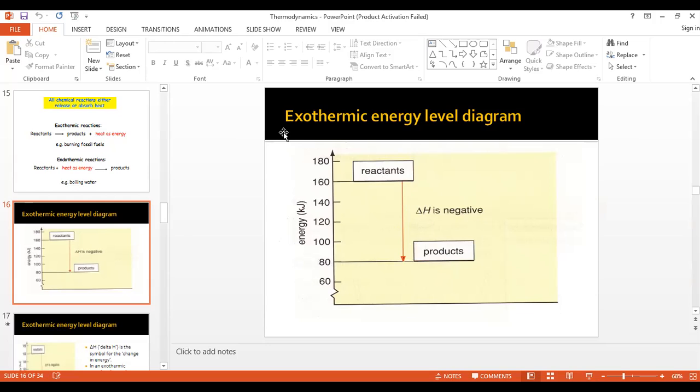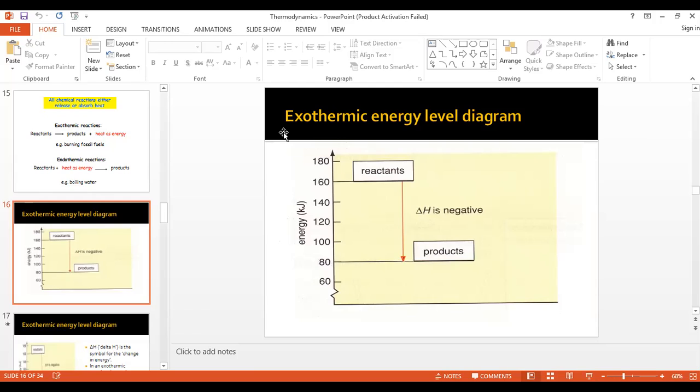Now you understand how to draw the diagram for an exothermic reaction? Yes. Any problem? No. Yes, any one of you? Can I continue to the next diagram?